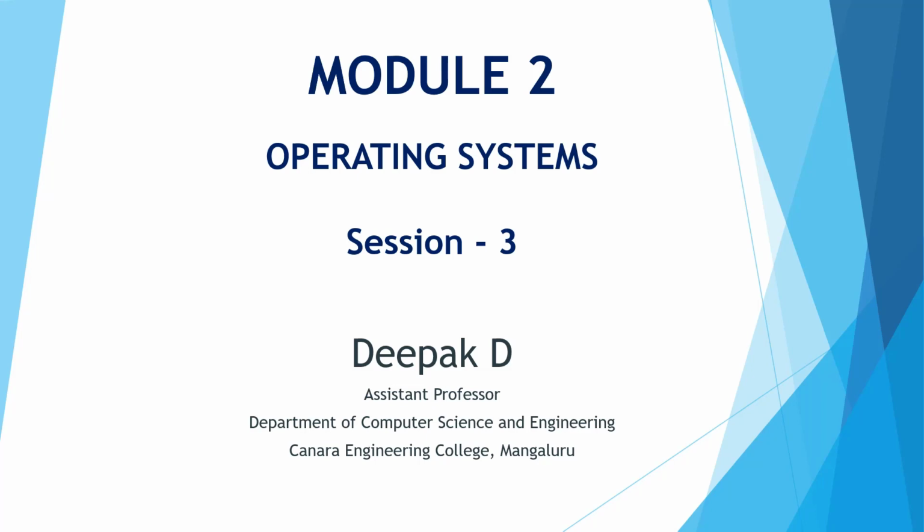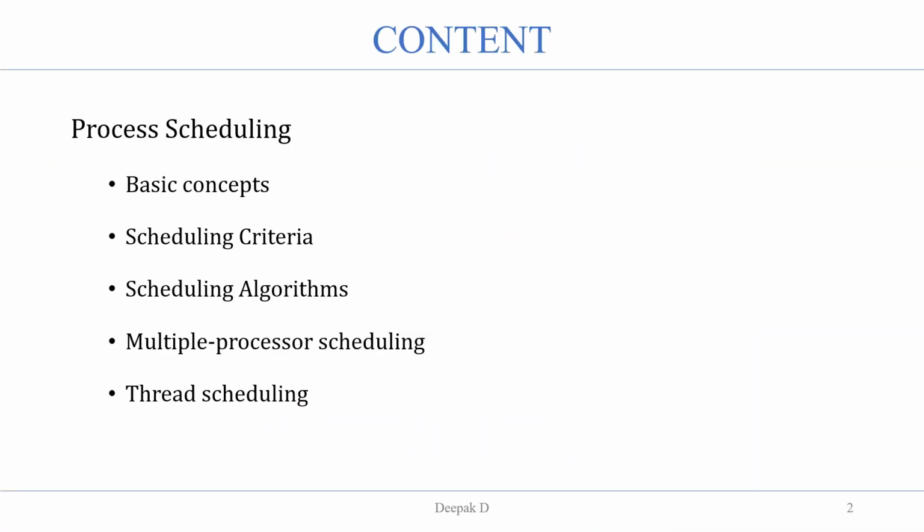In this session, we'll start with the new chapter called process scheduling. In this chapter, we're going to discuss the basic concepts with respect to process scheduling, scheduling criteria, and also the algorithms with respect to process scheduling, multiprocessor scheduling, and the last concept is thread scheduling.